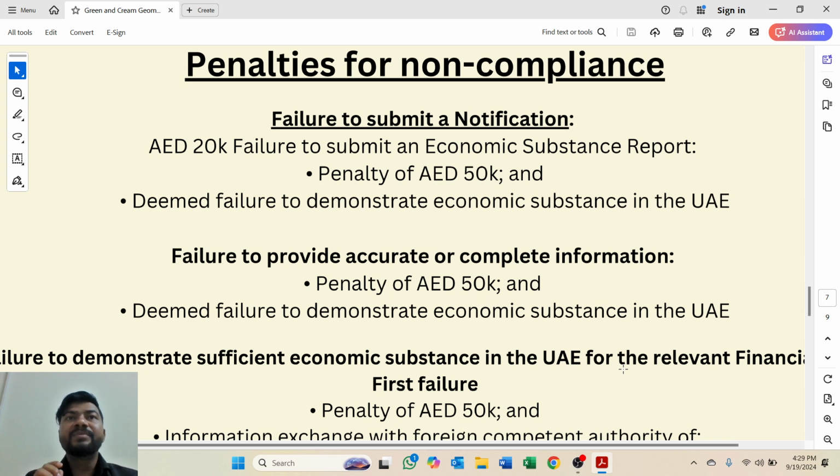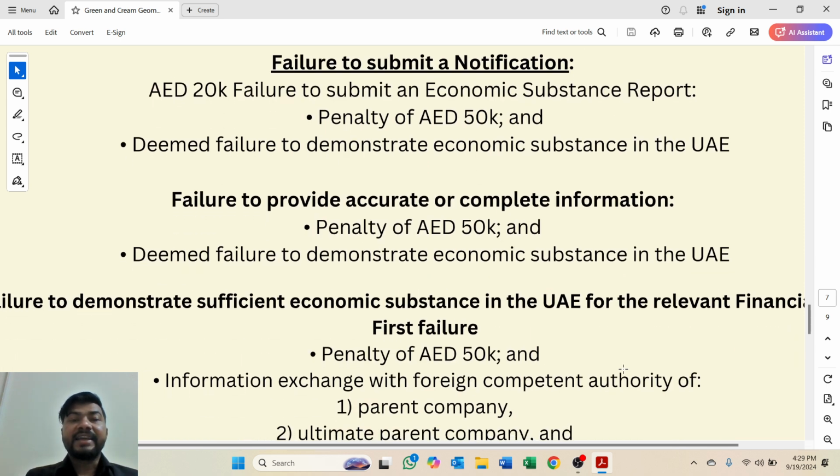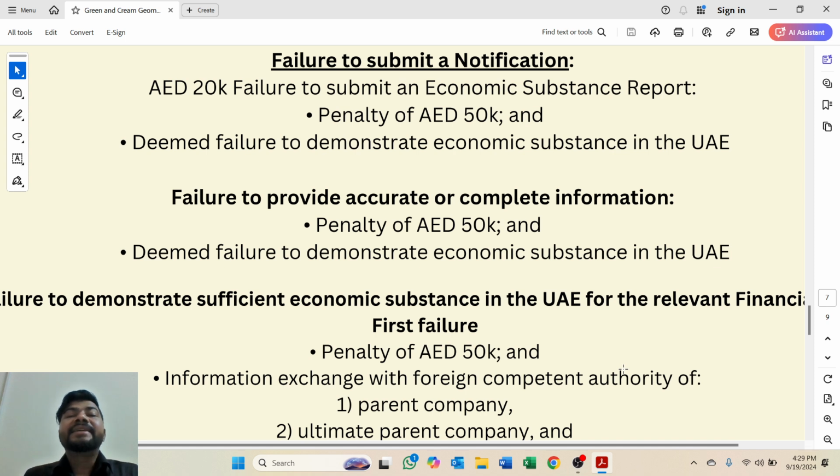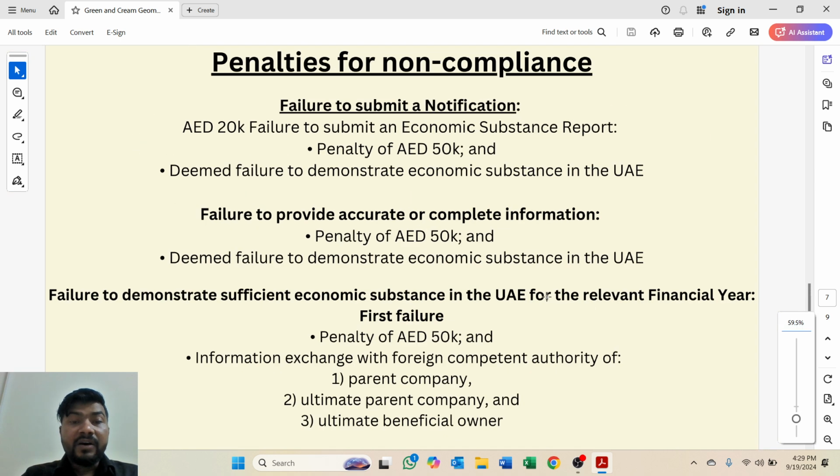And also you will be deemed to have failed to demonstrate economic substance in the UAE. Another is failure to provide accurate and complete information. In that case, again, a 50,000 dirham penalty, as well as you will be deemed to have failed to demonstrate economic substance in the UAE. Why is this deemed failure status given to a company? Let's come to understand here.